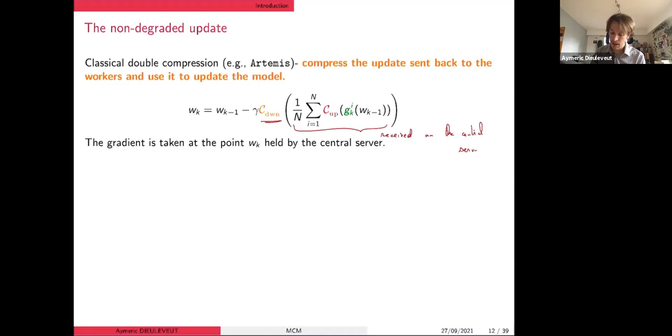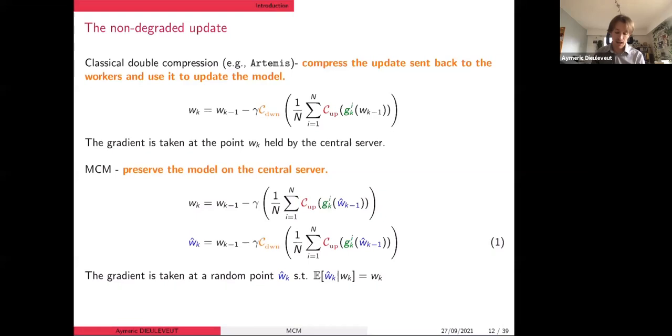In all the articles that were considered before us, the information was compressed before applying the update. What we want to do is instead have two different equations. So we have this main iterate, w_k, which is going to be only on the central server, that uses all the information. So that's why we say that it's preserved or not degraded.